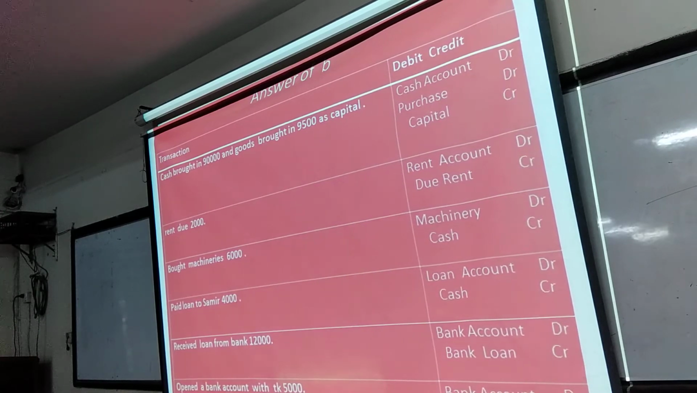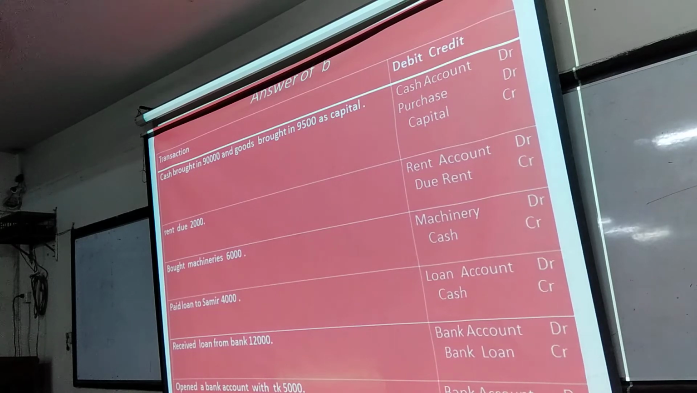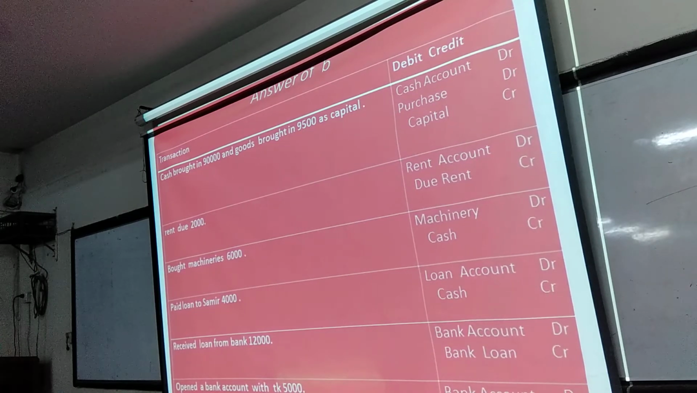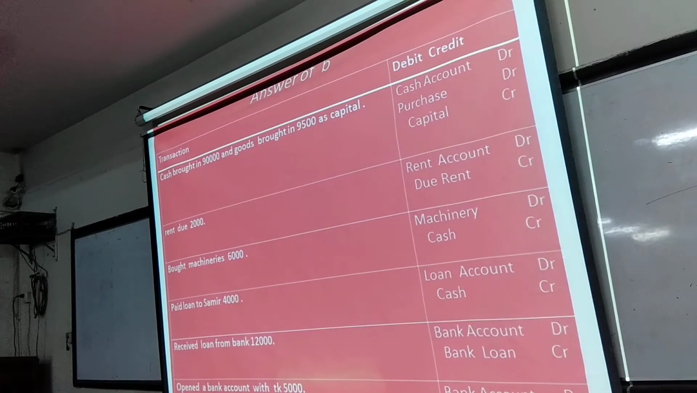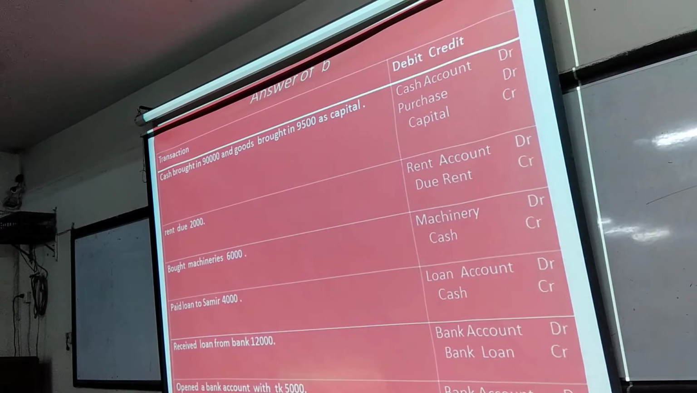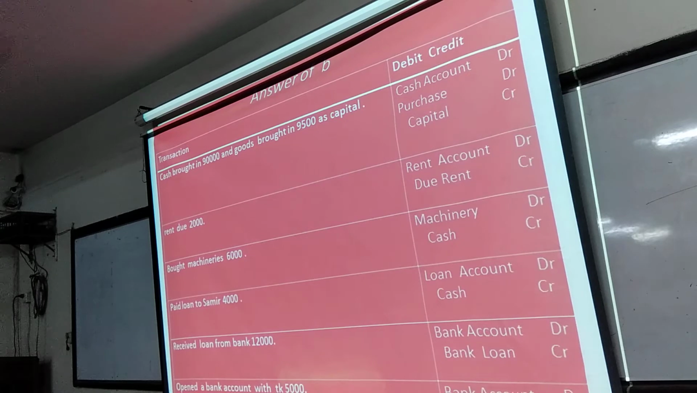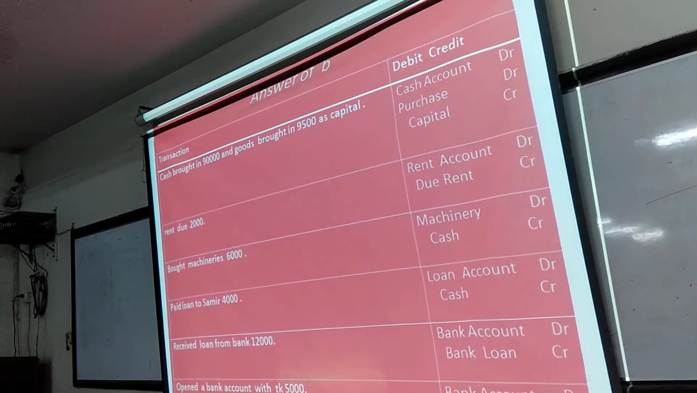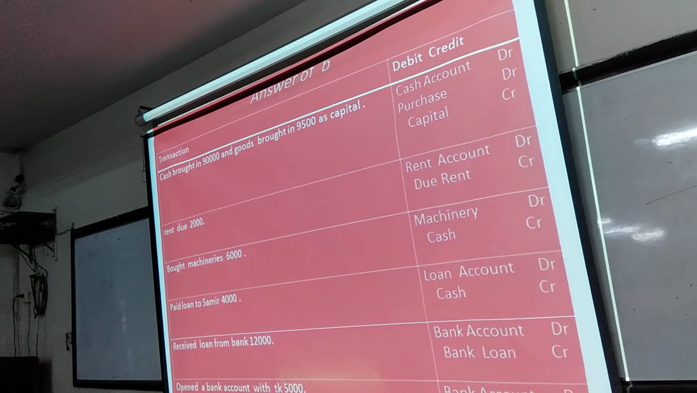For question B, you have been asked to ascertain debit and credit. You will write this way. Rent due. Rent is an expense. Rent account debit and it is not paid. As a result, due rent credit.